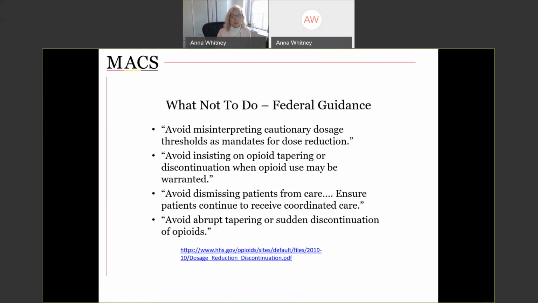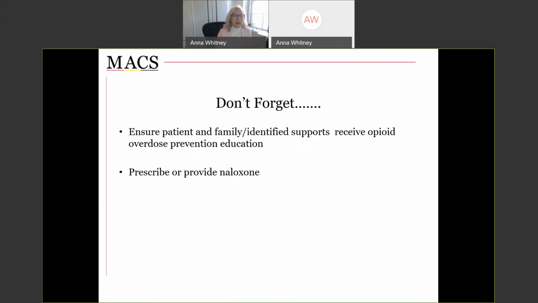Avoid dismissing patients from care, not abandoning patients, and ensure that patients continue to receive coordinated care. Avoid abrupt tapering or sudden discontinuation of opioids. So really using that team-based approach, using your colleagues in addiction medicine and pain management, and making sure that we don't forget patient and family identified supports, especially in opioid overdose prevention education, and making sure that people are leaving offices either with a prescription for naloxone or a naloxone kit.